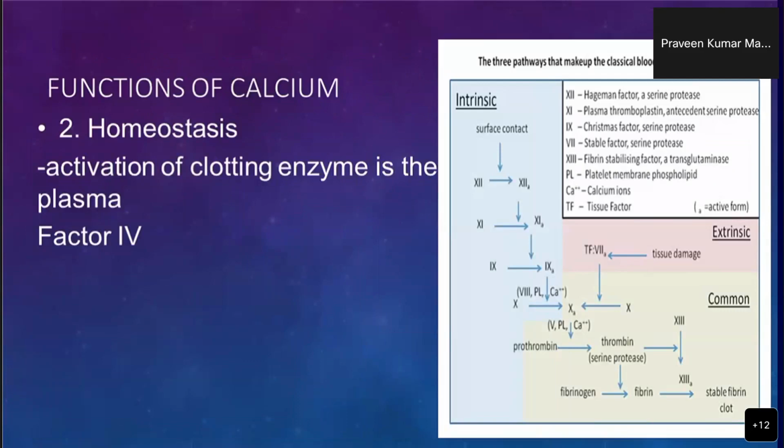The functions of calcium also include a major role in homeostasis and activation of the clotting enzymes. Calcium, also called factor 4, plays an important role in the coagulation cascade in the extrinsic pathway, and also plays a main role in the intrinsic pathway, where it mainly acts along with factor 9. Along with that, it enters the common pathway, thereby forming a stable fibrin clot.